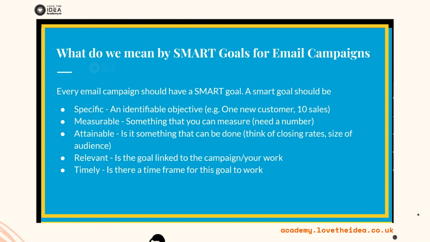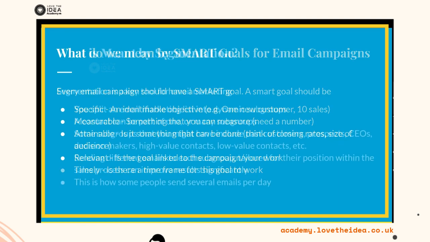And then timely, give yourself a time frame. So I'll give this email a week, or I'll give this email 3 days, and make sure that you know that that goal is there. I want it done within 3 days. And you can use that within your call to action to push things. So you want it done within 3 days, get your offer within 72 hours from this email being sent.